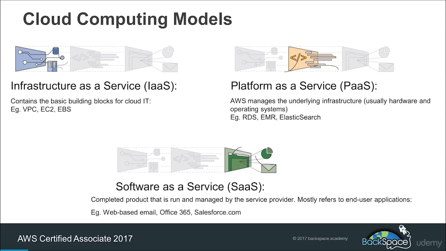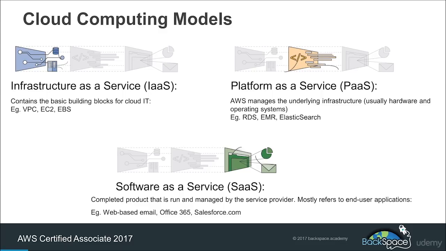Now, the first one there, the low level nuts and bolts model, is Infrastructure as a Service, and that contains the basic building blocks for cloud IT. So we're going to grab these basic building blocks and piece them all together and link them all up, and we're going to create a solution. A good example of that is the AWS Virtual Private Cloud, which creates a virtual private cloud and all of the routing and so forth within that, and the security within that.